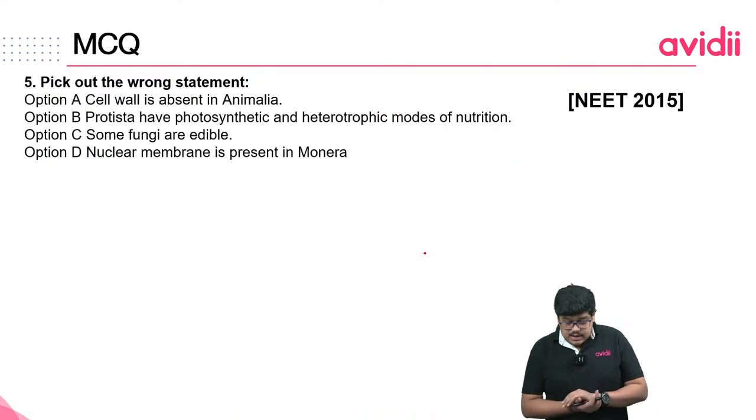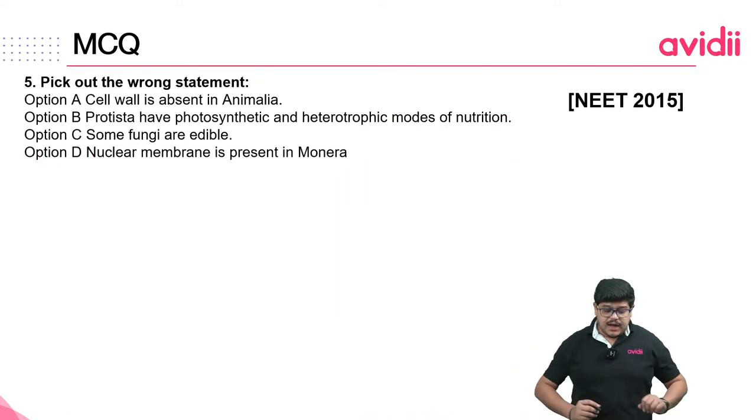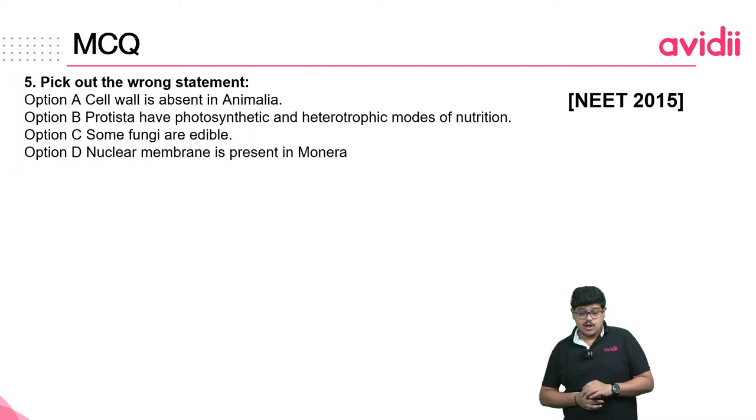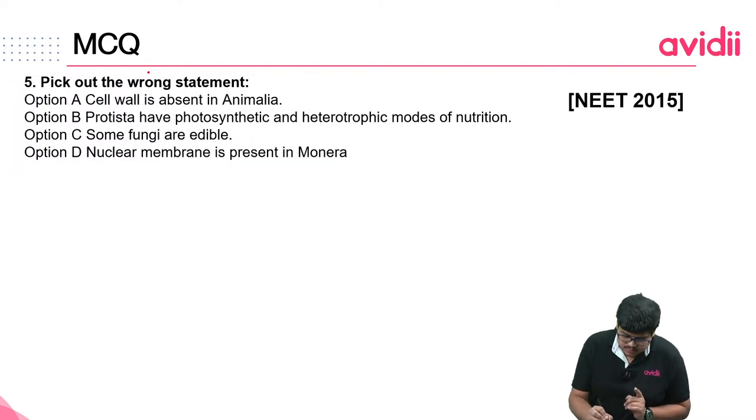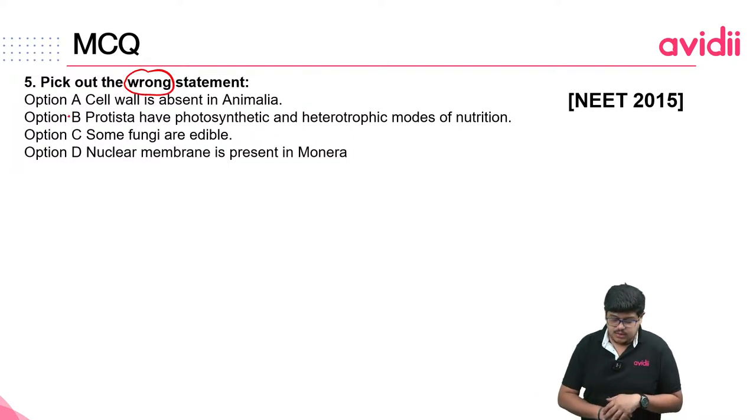Okay. Chalo, next question. Pick out the wrong statement. Option A. Again, they are asking for the wrong statement.